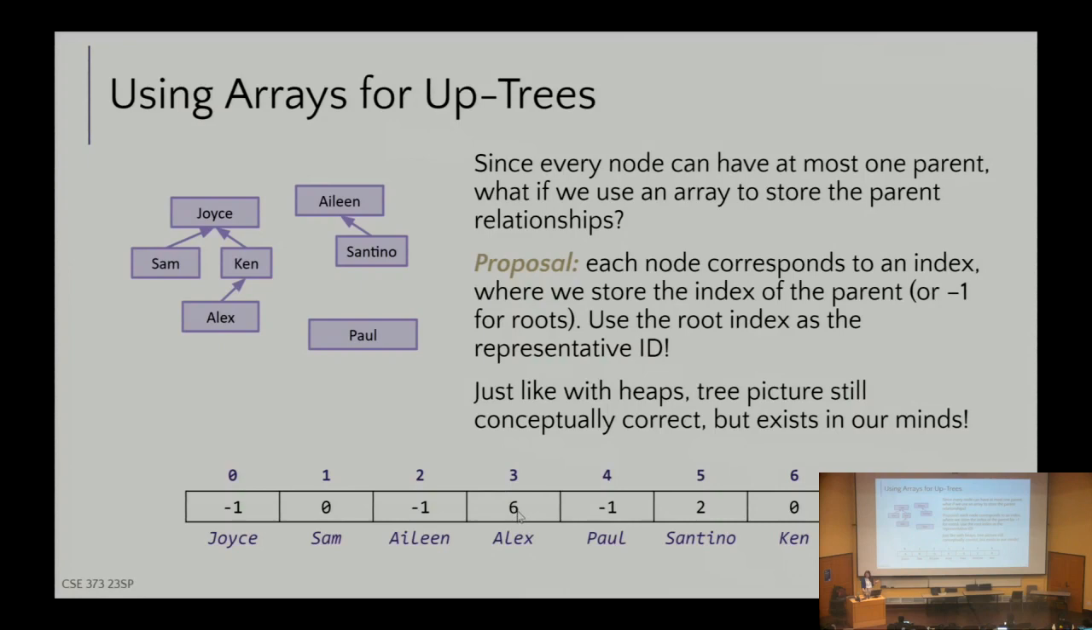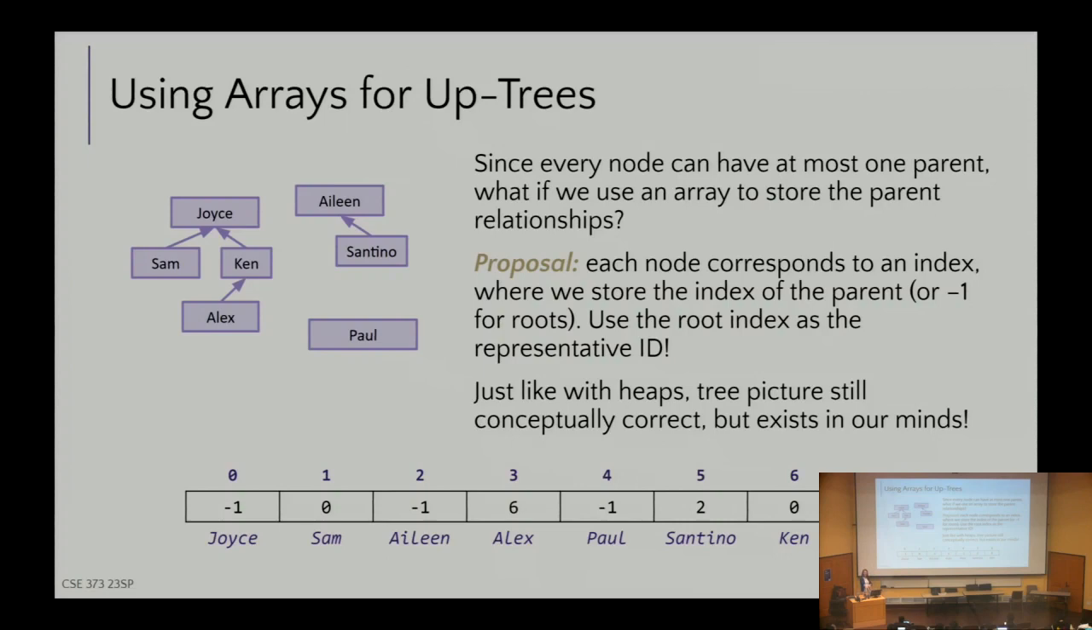And so then we would use this 6 element to jump over to index 6. And that's where we would see Ken has index 0. And then if we wanted to jump all the way, then we would get to Joyce as the overall root. So now the up travel to find the representative is just jumping around indices of an array. Any questions about that?